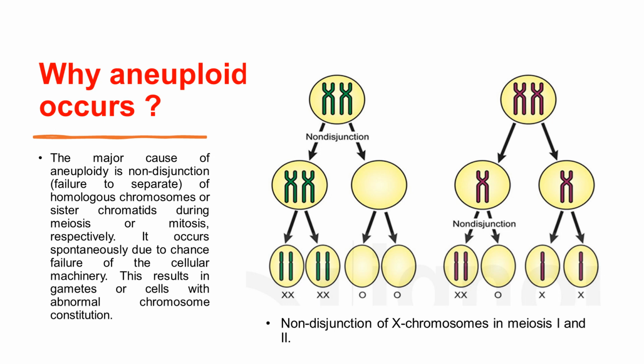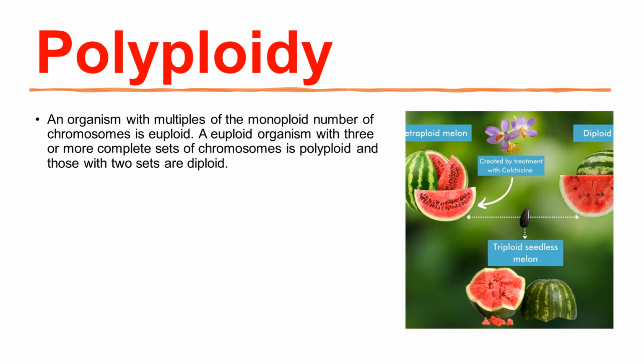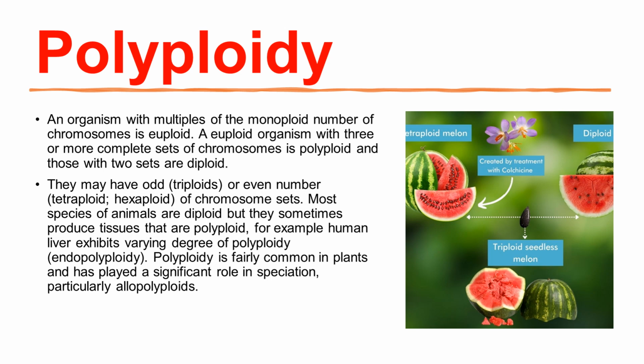This results in gametes or cells with abnormal chromosome constitution. Polyploidy. An organism with multiples of the monoploid number of chromosomes is euploid. A euploid organism with 3 or more complete sets of chromosomes is polyploid, and those with 2 sets are diploid. They may have an odd number, triploids, or an even number, tetraploid, hexaploid, of chromosome sets.